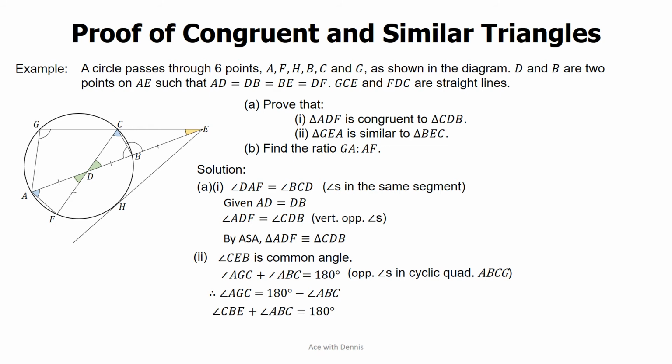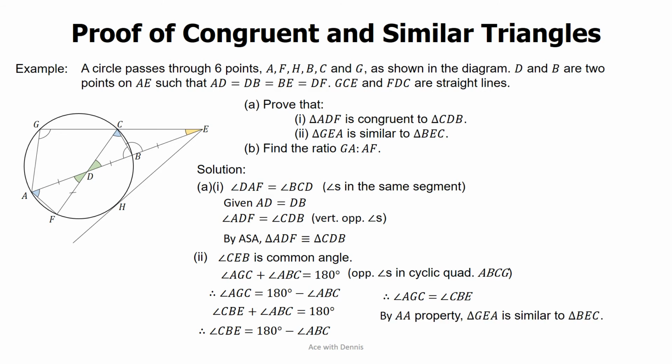And when we look at this angle, we can say that angle CBE plus angle ABC equals 180 degrees because they are angles on a straight line. Hence, angle CBE equals 180 degrees minus angle ABC. Therefore, angle AGC equals angle CBE. By the AA property, triangle GEA is similar to triangle BEC.